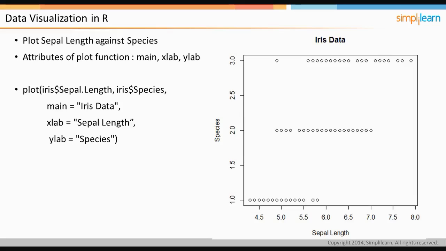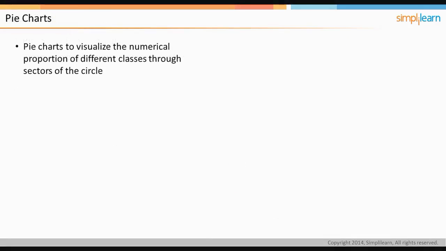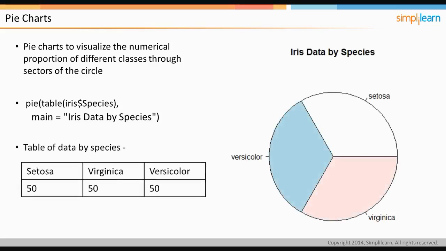Next, we will look at pie charts. Pie charts are the simplest form of visualizing the numerical proportion of the different classes through the sectors of the circle. The pie function is used to create pie charts in R. The table function is used to create a frequency table, and then the pie function is called to create a chart of the table. The main attribute, as mentioned before, is used to specify the title for the chart. Here is an example chart showing the different species of iris data. The circle is divided into 3 equal sectors for the 3 species.